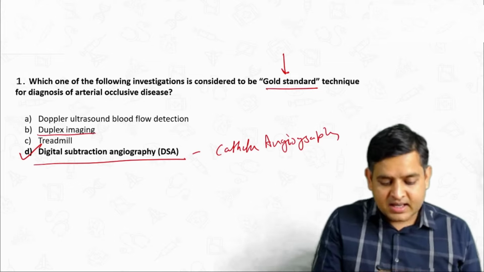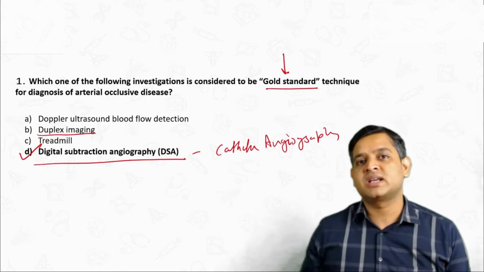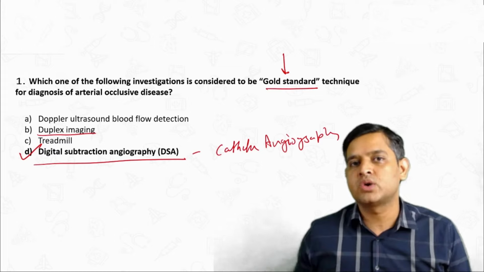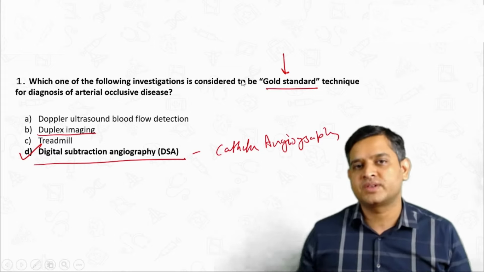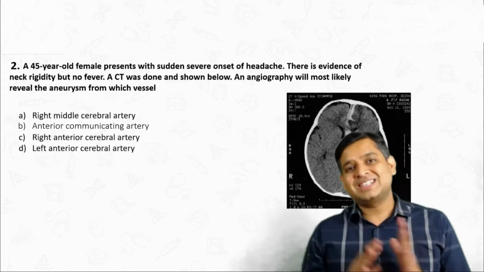The screening can be done with a duplex imaging, which is nothing but the Doppler with B mode ultrasound, but the gold standard remains digital subtraction angiography. Now let's see this image based question.